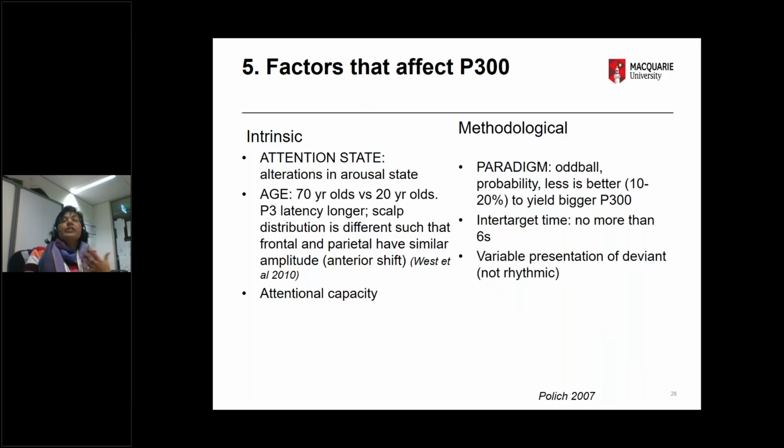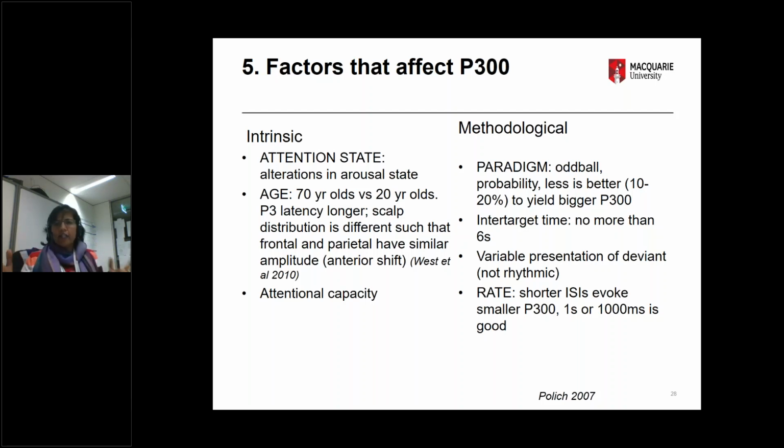Again, you don't want your deviant to be rhythmic. So that's important as well. And that kind of ties in with the paradigm as well as the target time rate. Now, because P300 occurs at 300 and there's lots happening up to 500, you really want a nice long time in between your stimuli to not have overlapping responses, which makes it difficult to read.